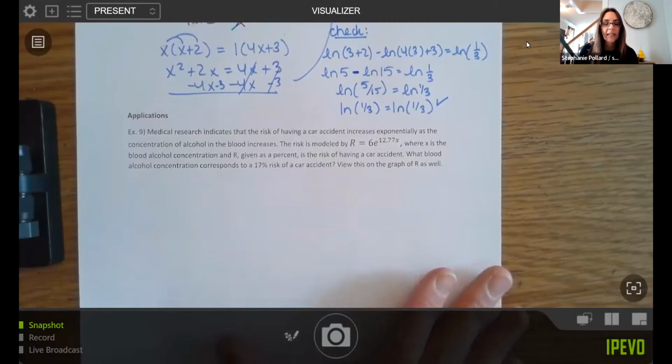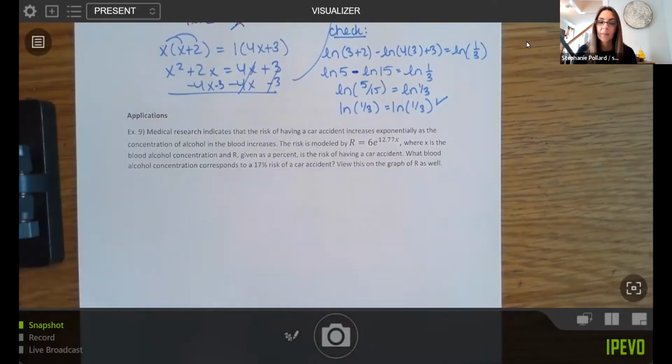Medical research indicates that the risk of having a car accident increases exponentially as the concentration of alcohol in the blood increases. Remember, exponentially means that it's increasing quite quickly. So instead of just having a linear increase where you're adding the same value each time, you're actually having a multiplier increase. So you're multiplying that chance by that base, whatever it is. So you grow much faster here.